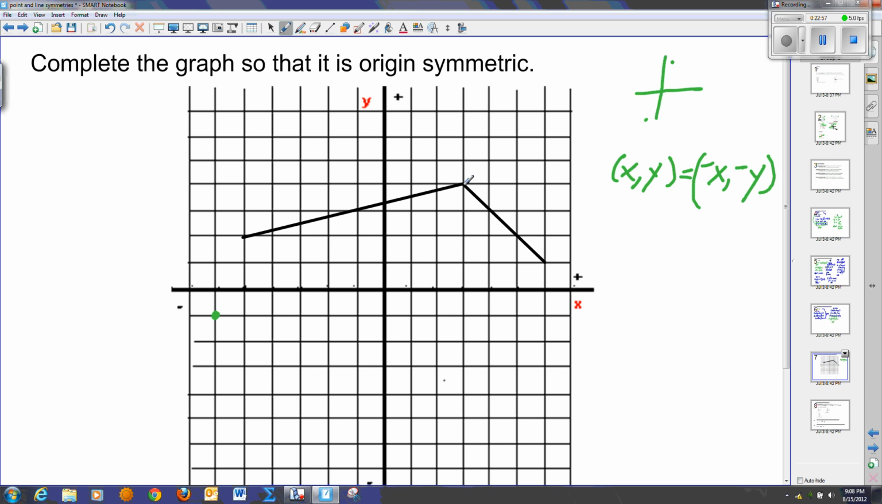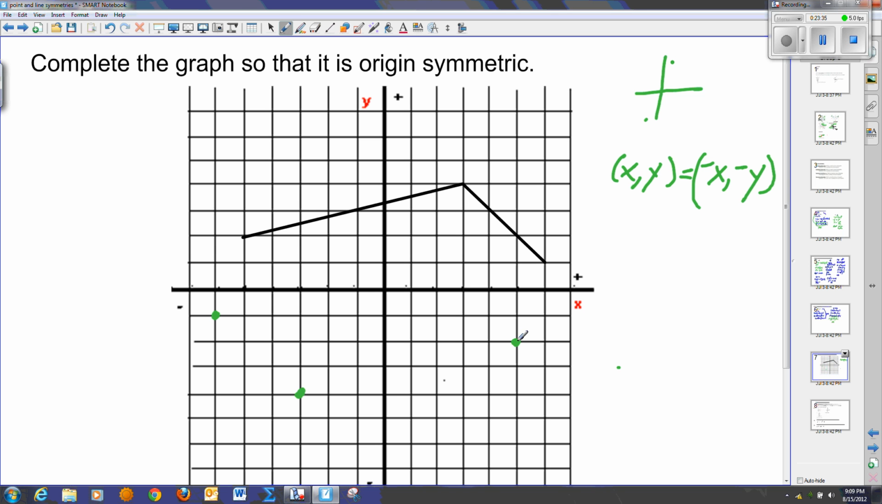Then I'm going to take a look at this point, and I'm going to go over 3 and up 4. So now I'm going to go back 3 and down 4. Back 3, down 1, 2, 3, 4. And I'm going to put a dot right there. Finally, I want to take a look at this point. I'm going to go back 1, 2, 3, 4, 5, up 2. So now I'm going to do the opposite of negative 5, which is positive 5, and the opposite of up 2, which is down 2. So I'm going to go over positive 5, 1, 2, 3, 4, 5, and down 2. Put a dot there.